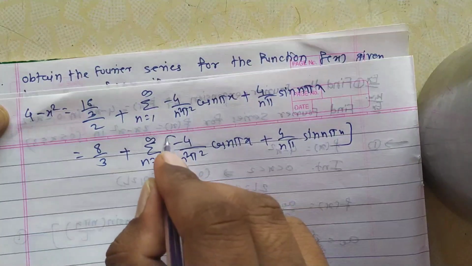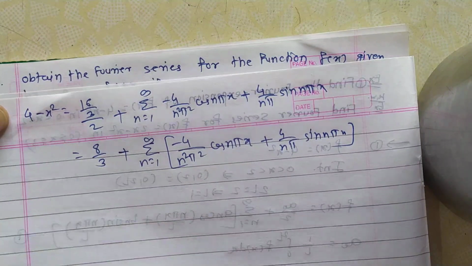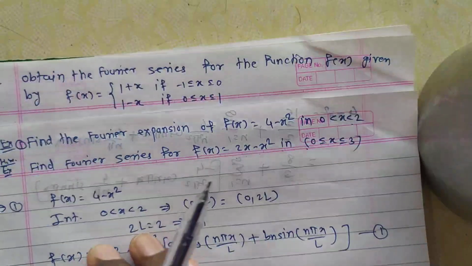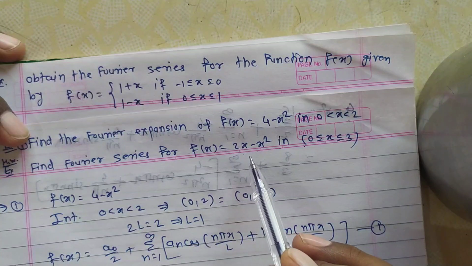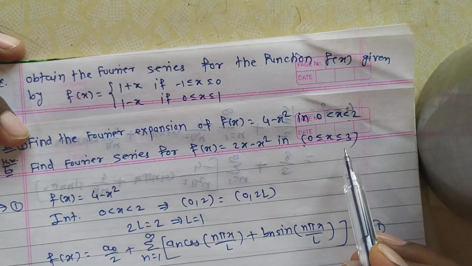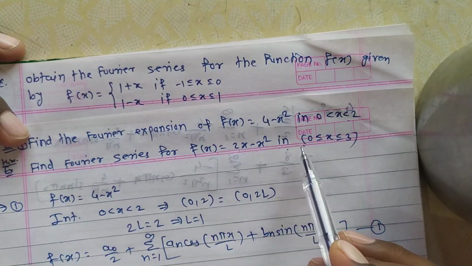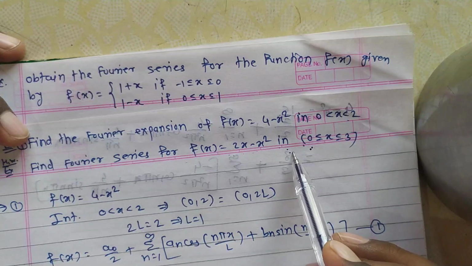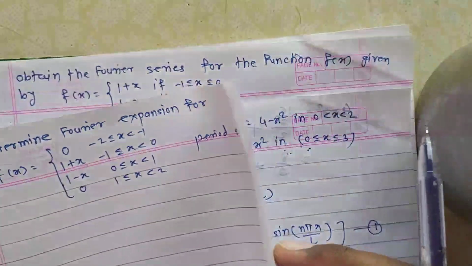So this is the required Fourier series for the function f of x is equal to 4 minus x square in the interval 0 to 2. Next problem is the same: find the Fourier series for f of x is equal to 2x minus x square in the interval 0 is less than or equal to x is less than or equal to 3. So you try this at your own level. If you have any doubt, you can comment in the comment section. Okay, now we will take the next problem.